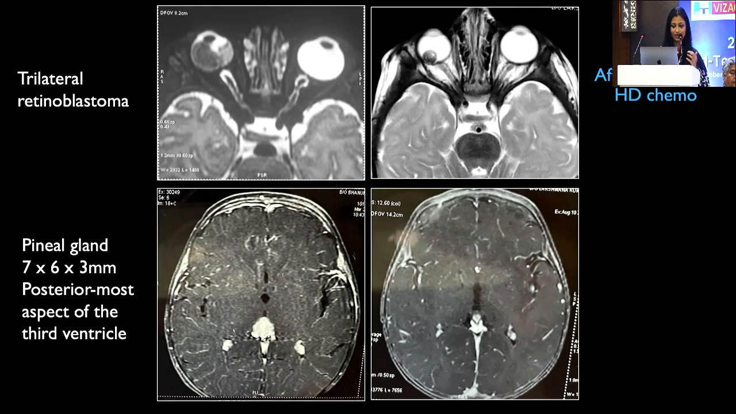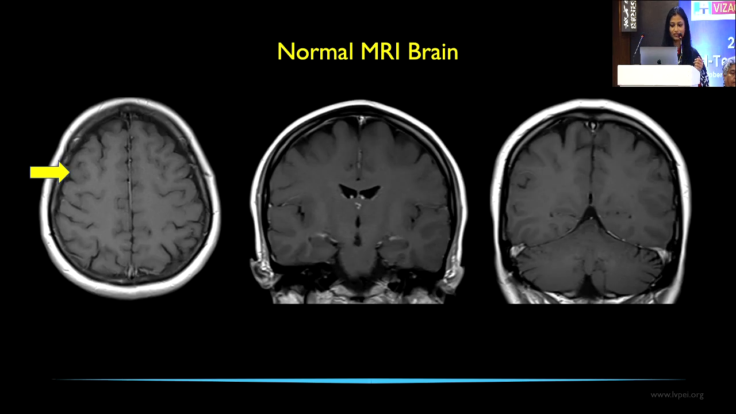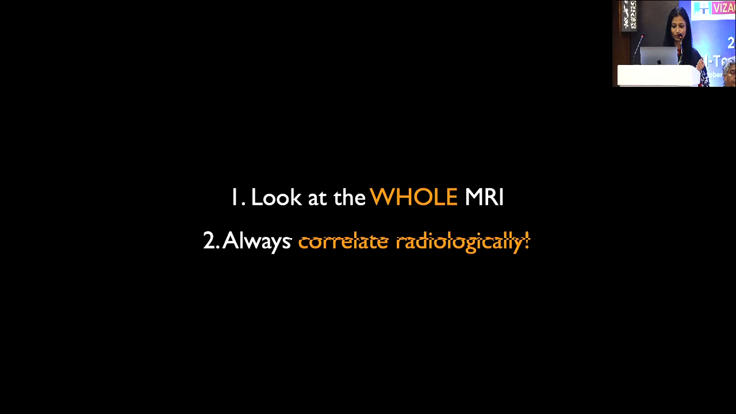I have multiple other examples, but we don't have time, so I'm just going to go to the end of my slides, and I'm just going to say that we should look at the whole MRI, not only the area of interest, and always correlate radiologically. That means talk to your radiologist as well whenever there's a doubt, because they can give you a lot of insight as to what we are looking at in difficult cases.